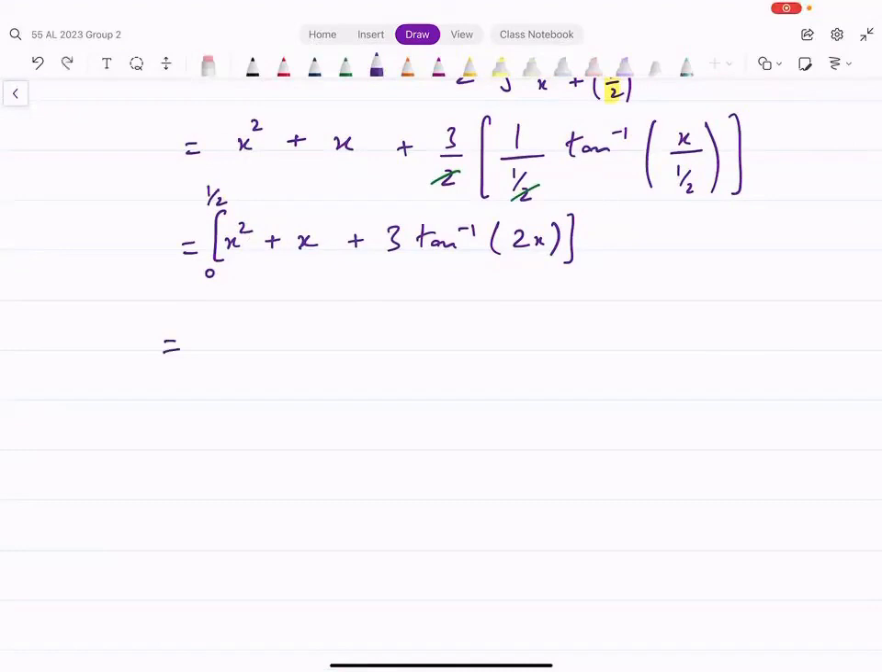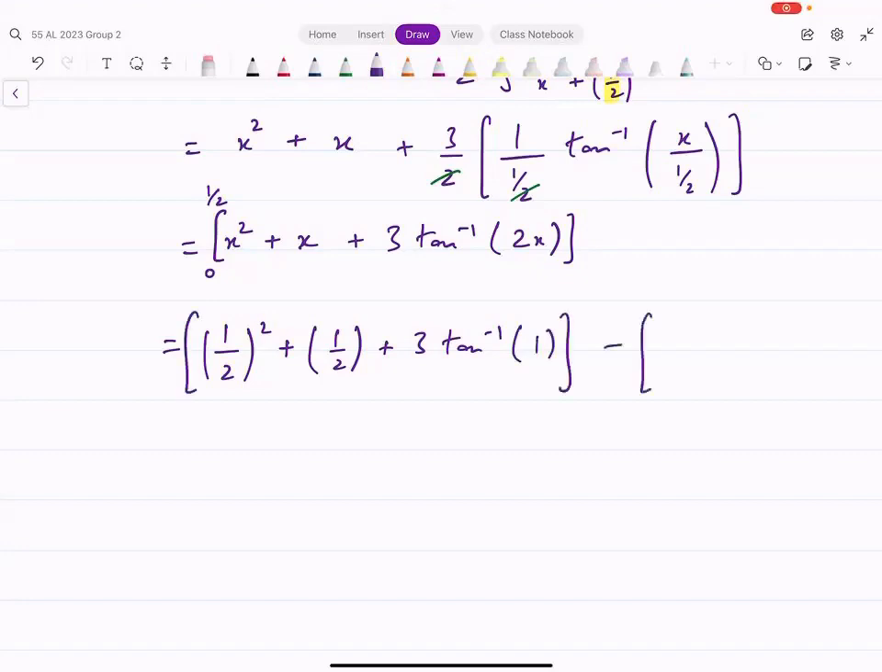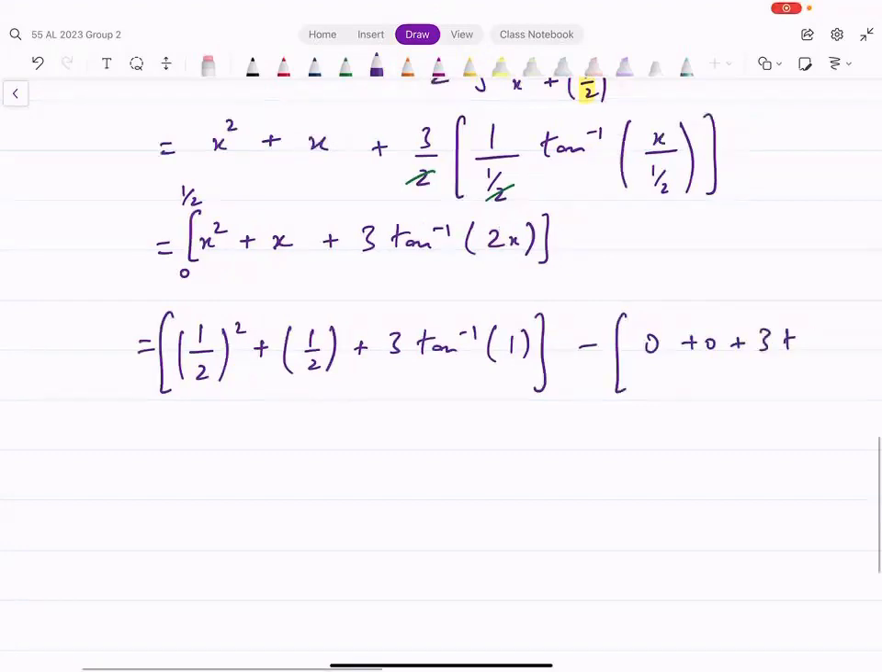Let's input the limits. X square के अंदर 1/2 input करते हैं पहले. We have 1/2 whole squared plus 1/2 plus 3 into tan inverse of 2 times 1/2, that is 1. Subtract from this 0 plus 0 plus 3 into tan inverse of 0. ये tan inverse of 0 को आपने सीधा 0 नहीं लिखना, ये आपने पहले लिखना है tan inverse of 0. ये 0 स्किप कर सकते हो if you want, लेकिन tan inverse of 0 पहले लिखना पड़ेगा, उसके बाद उसकी वैल्यू लिखनी है, ठीक है। तो उसको स्किप नहीं करना.